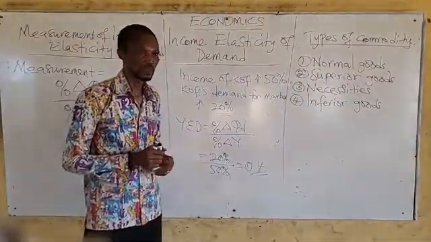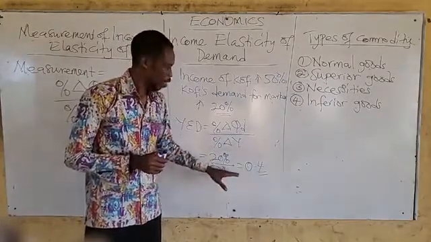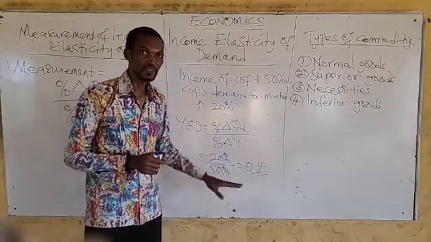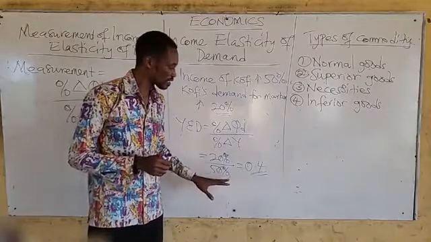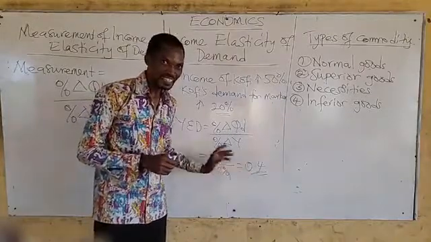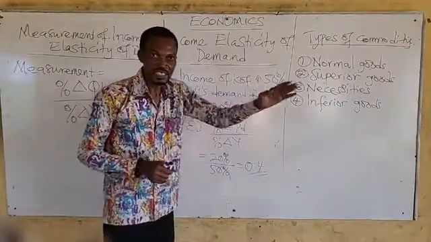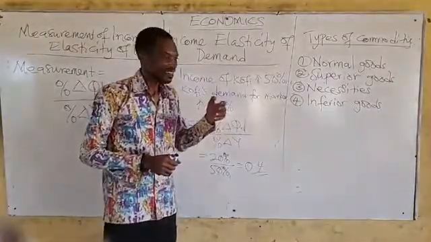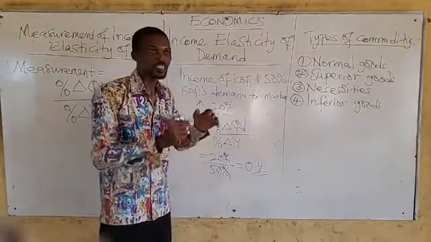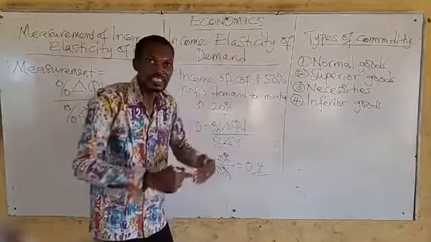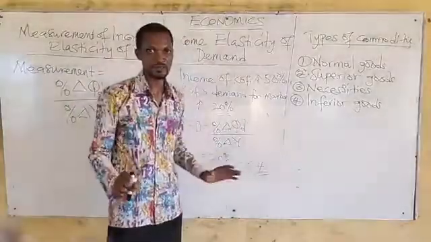Okay, the answer is 0.4. This 0.4 is positive. It's not negative. When your income elasticity is positive, it means that when the income increases, the demand for the commodity also increases. Because there is an increase in demand and there is an increase in income too, the result will always be positive.